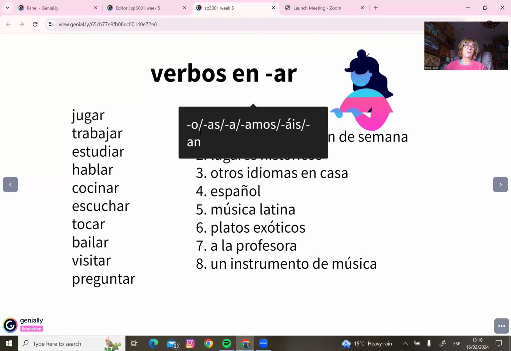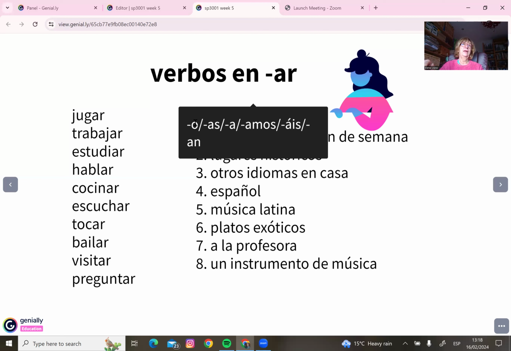¿Hablas otros idiomas en casa? No hablo otros idiomas en casa. O sí, hablo otros idiomas en casa. Hablo español y griego. ¿Cocinas platos exóticos? Do you cook exotic dishes? Sí, cocino platos exóticos. O no cocino platos exóticos. ¿Escuchas música latina? Sí, escucho música latina.